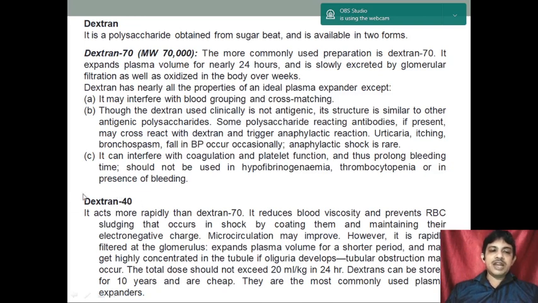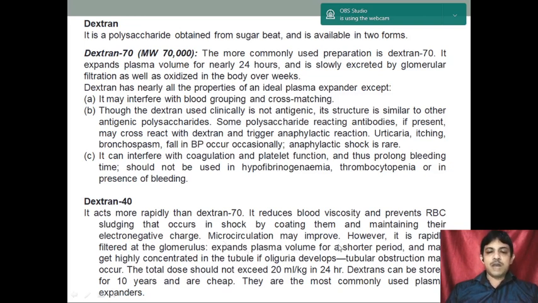Now, in case of Dextran 40, it acts more rapidly than Dextran 70, reduces blood viscosity and prevents RBC sludging that occurs in shock by coating them and maintaining their electronegative charge. So that is also important. Microcirculation may be improved. However, it is rapidly filtered at the glomerulus, so it is not long term. You cannot use it for the long term.